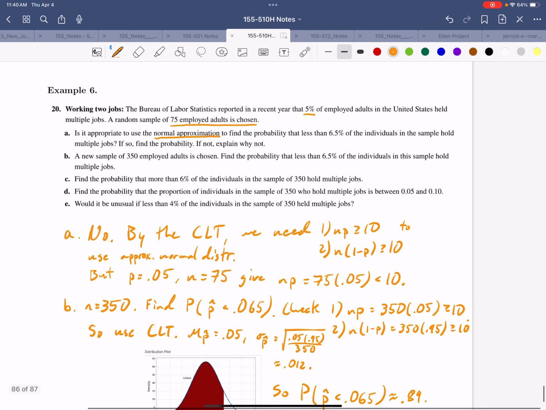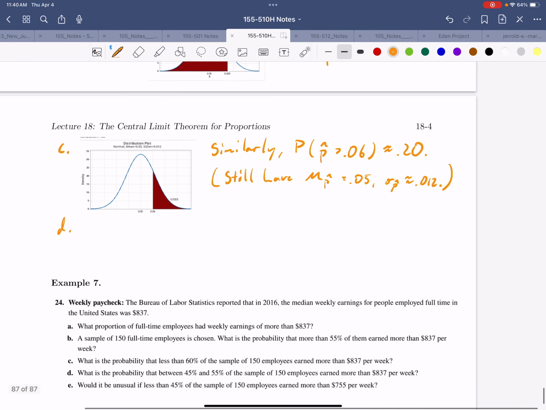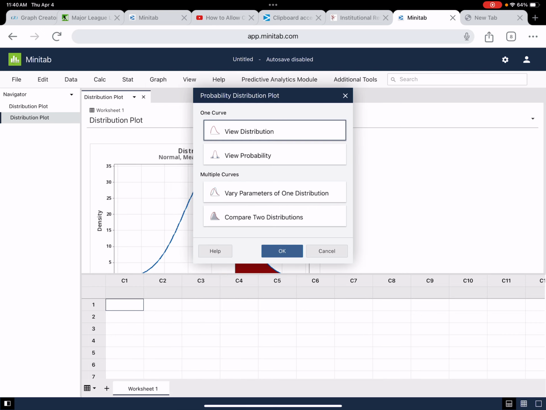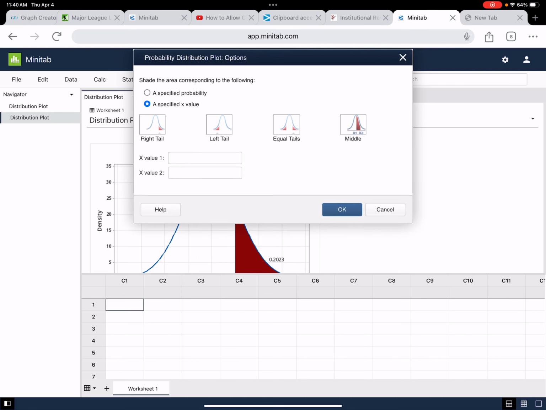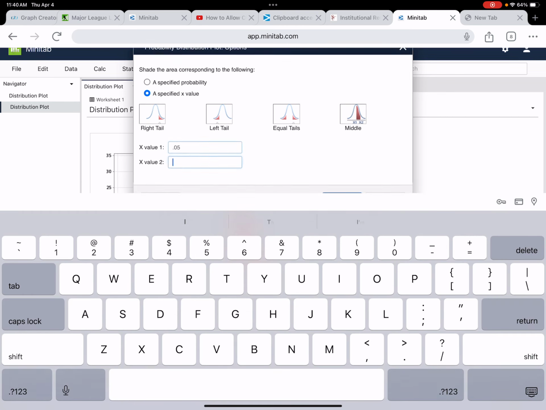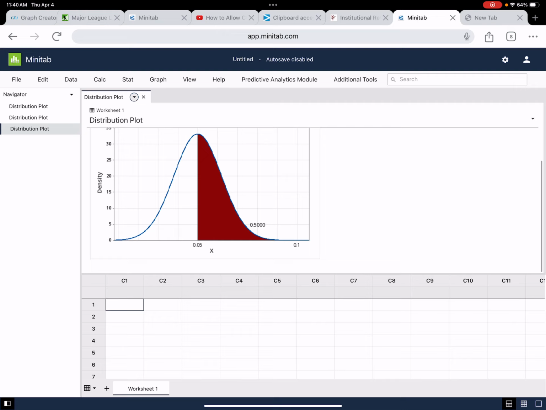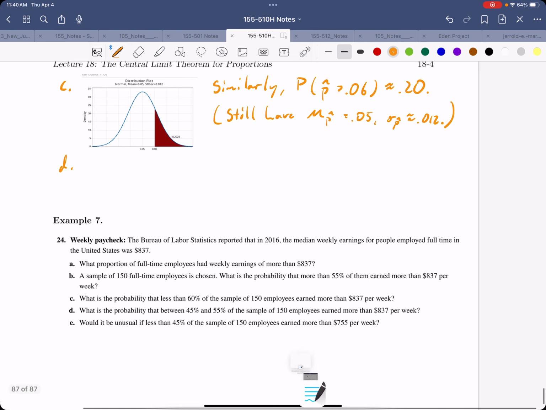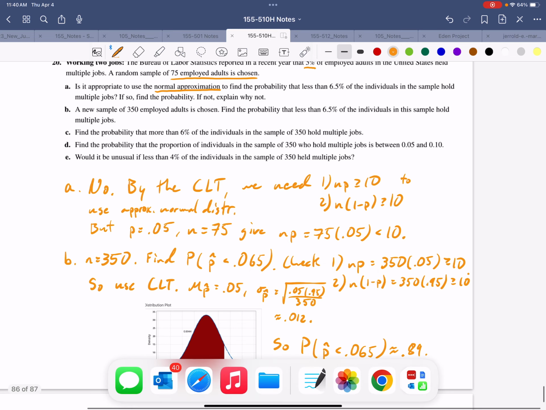All right, for part D, what does it say? The probability that the proportion in the sample who hold multiple jobs is between 0.05 and 0.1. Again, just another Minitab exercise, really. I think it was between 0.05 and 0.1. It's basically 50%, right? Yeah, okay. Just making sure.